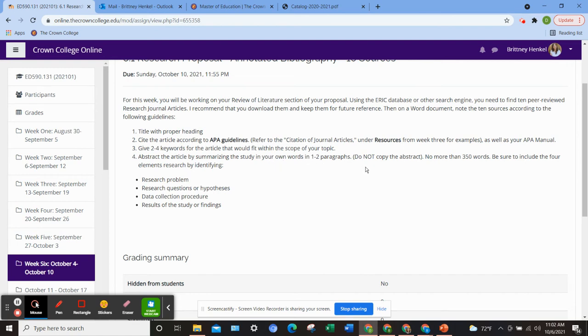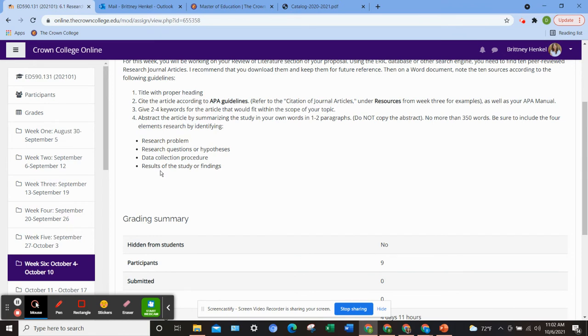You're going to abstract the article, which means summarizing the study in your own words in 1 to 2 paragraphs. Now, every research study has to have an abstract at the beginning of their study. Do not copy that because that is theirs. What I want you to do is go in with no more than 350 words and include these 4 elements: identifying the research problem in the study, the research questions or hypotheses, data collection procedures that were mentioned, and also, of course, the results of the study, which would be quantitative, or your findings, which is for qualitative studies.